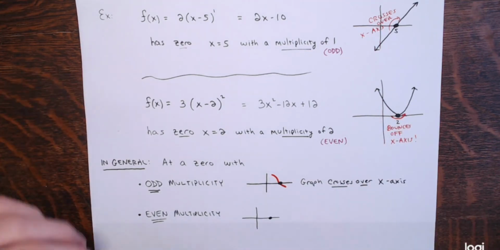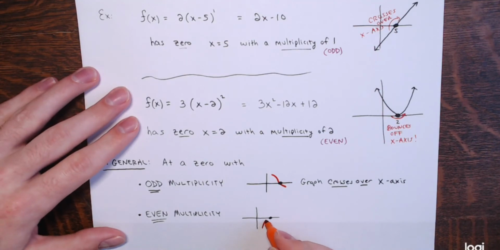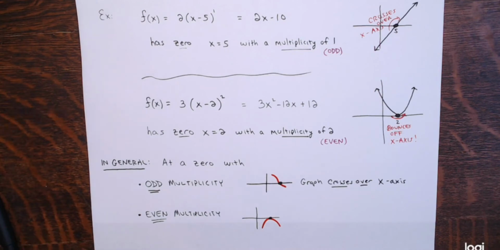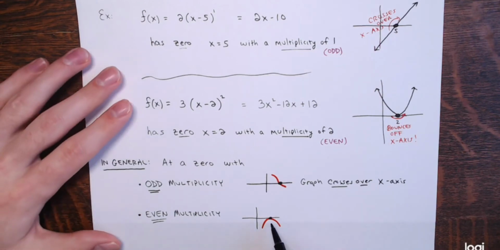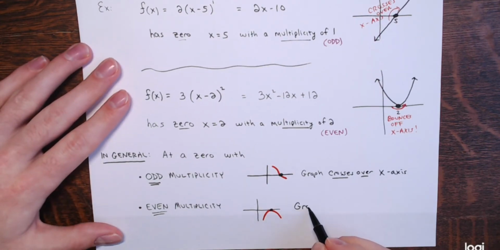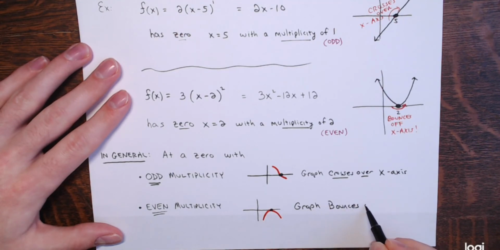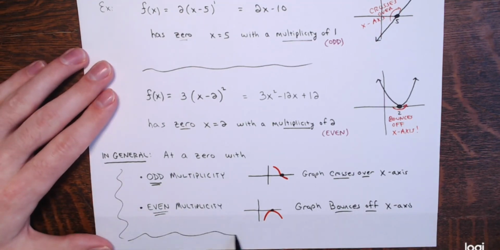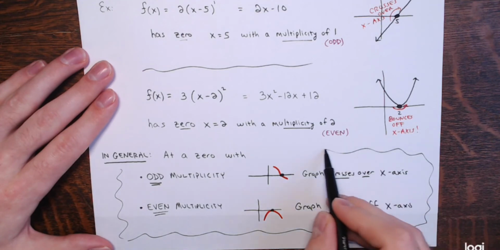Or say there's the intercept there, there's the zero. It'll hit it and then bounce back. It'll stay on the same side of the x-axis around that zero. The graph bounces off, we'll say, the x-axis. And that's really the most important stuff here, all right, we're going to need to know.